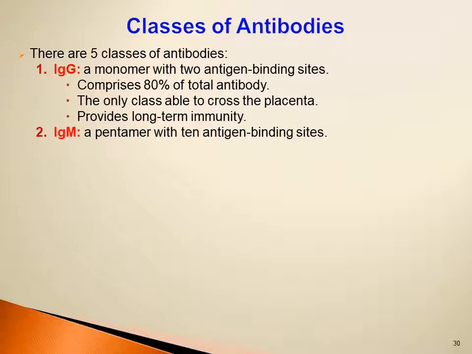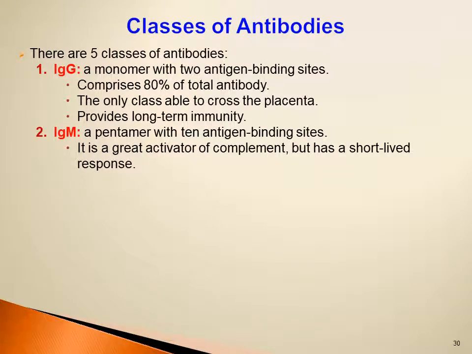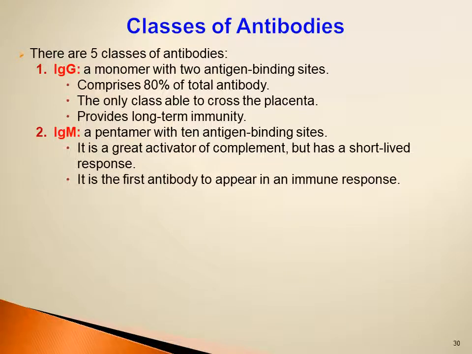The IgM is a pentamer, as we saw in the previous slide, with 10 antigen binding sites. A monomer has 2 antigen binding sites, so a pentamer has 10 antigen binding sites. It is a great activator of the complement system, but has a short-lived response. It is the first antibody to appear in an immune response. So the first antibody that will appear in response, for example, to bacterial infection is the IgM class.